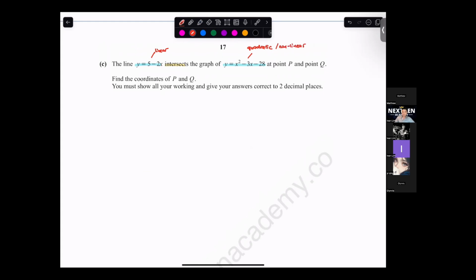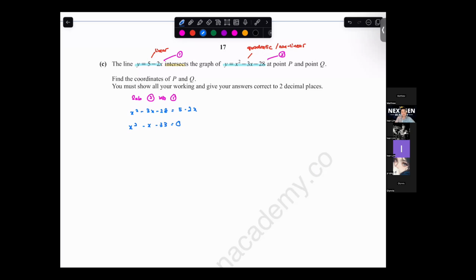When you see a linear and non-linear, normally what you need to do is a substitution. So you substitute one into the other, sub 2 into 1 or 1 into 2. So x squared minus 3x minus 28 equals 5 minus 2x. Shift everything to the left-hand side. You get x squared minus x minus 33 equals 0. Okay, quadratic, you're the lucky batch.